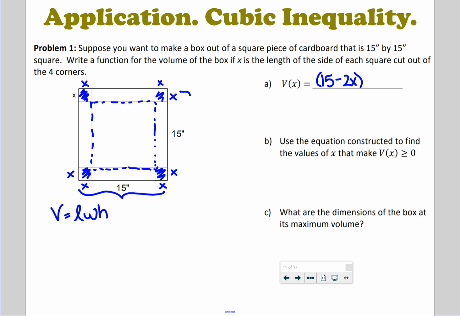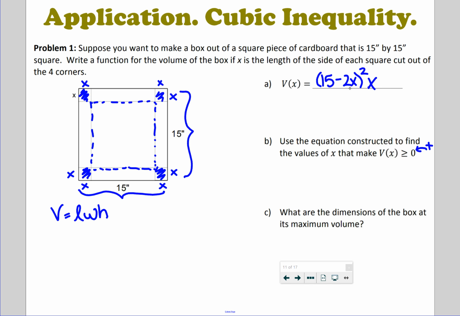And then your width in this problem is the same because it's a square. So you can write it out twice, or you can just say squared. And then the height of the box is just going to be the depth of it, which is whatever your square cutout is. So that's just x. And there's my function. Use this equation to find the values that make the volume greater than or equal to 0. So the volume positive.